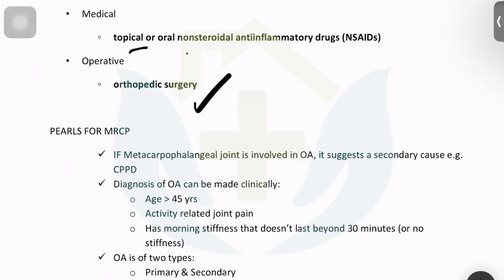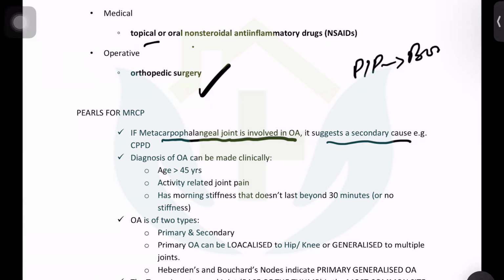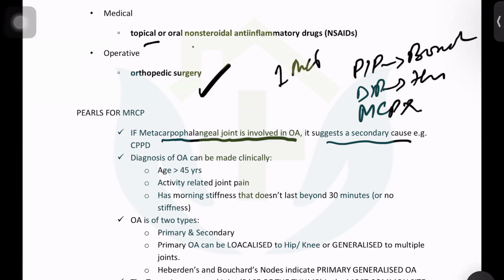Pearls for MRCP that you need to remember. These will keep coming again and again. If the metacarpophalangeal joint is involved in osteoarthritis, it suggests a secondary cause. Remember, it is the PIP, proximal interphalangeal, Bouchard, DIP, Heberden, but MCP is not mentioned unless it is the first MCP. But if it is, then it is a secondary osteoarthritis, usually due to CPPD.